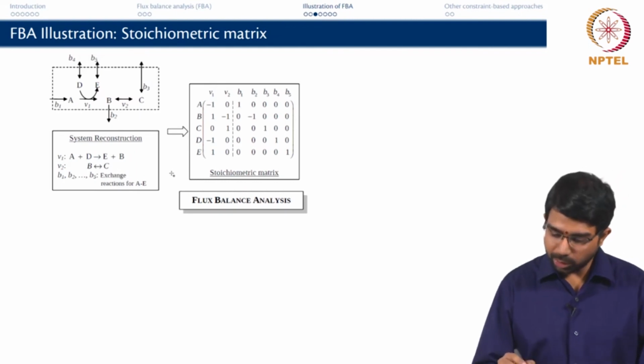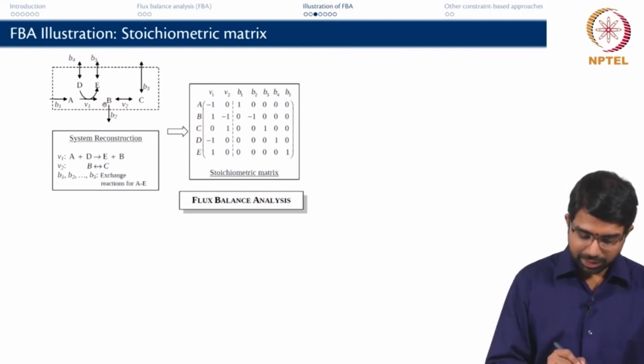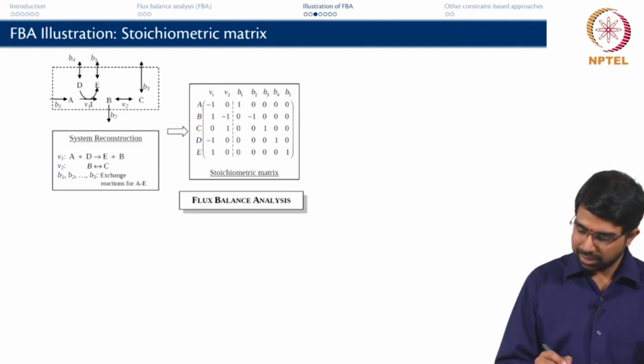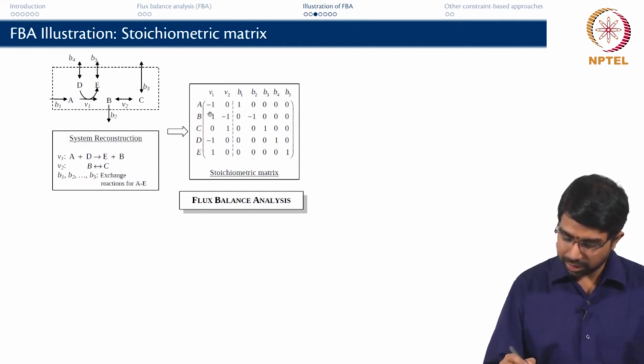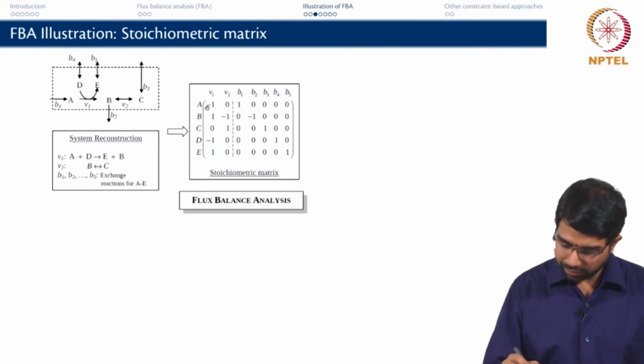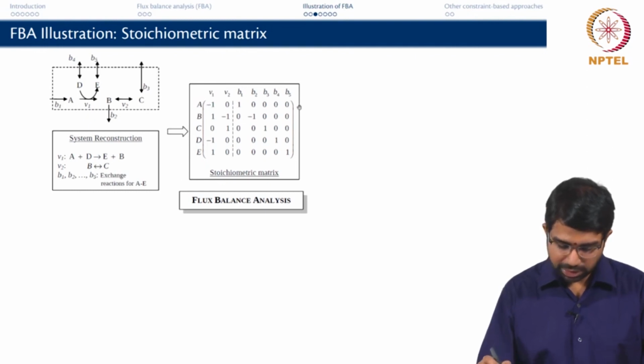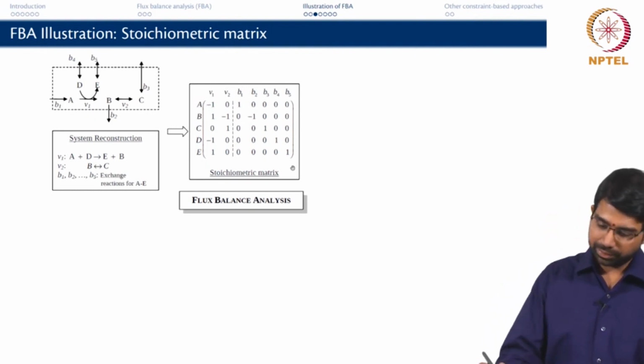Fair enough? So now you can see the balance nicely. V1 is B1, which really makes sense, right? Sorry, you will find that minus V1 plus B1 equal to 0, balance for A.